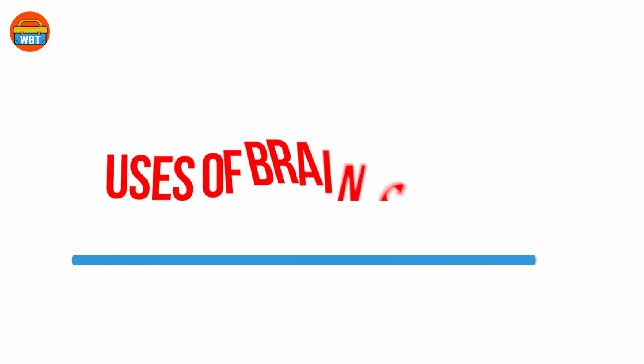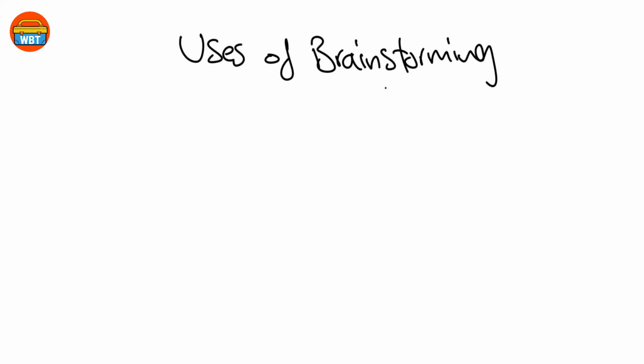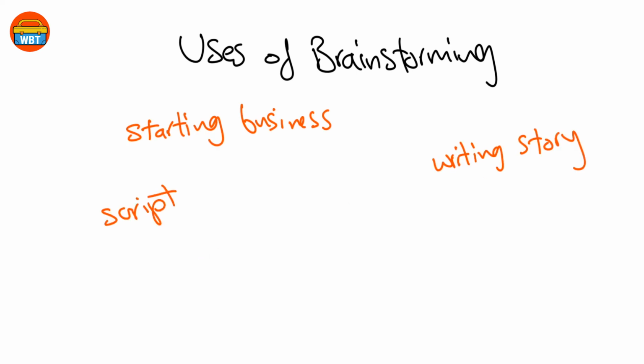Okay, moving on to the uses of brainstorming. Brainstorming is generating ideas to solve both types of problems we talked about in the introduction. And that's why it has unlimited uses in your life. Any problem is really a project you need to plan and work on. You can brainstorm ideas for starting a business, for writing a story or a script or a blog or a book or a movie or a song.